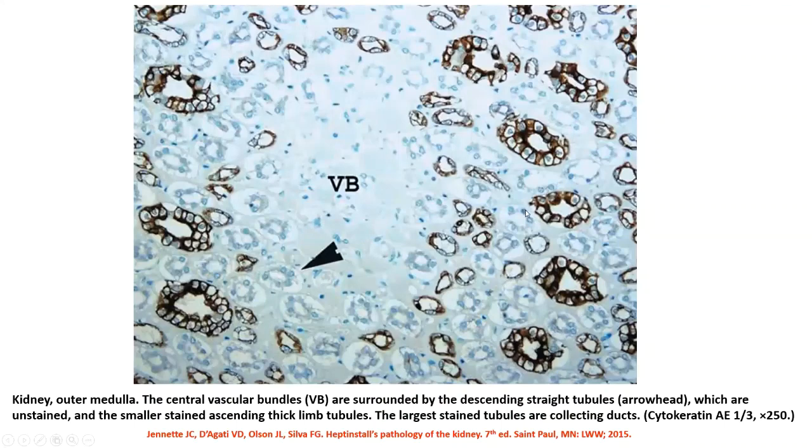With IHC, you can differentiate the various layers and the various tubular elements present in the medulla. So you have the central vascular bundles, which are surrounded by the descending straight tubules. These descending straight tubules will not express pancytokeratin. This particular slide shows IHC expression of pancytokeratin in the various epithelial elements present in the kidney. So these descending straight tubules will not have expression of cytokeratin. On the other hand, these larger tubular elements which express cytokeratin are the collecting ducts, and these smaller tubular elements expressing cytokeratin are the ascending thick limb of Henle.